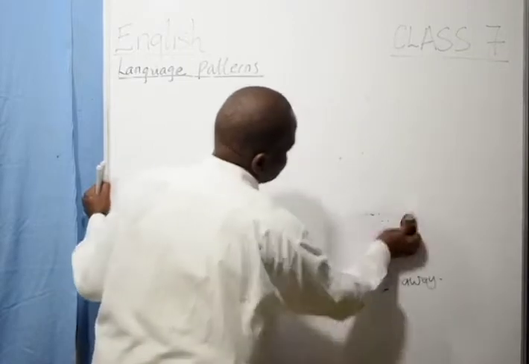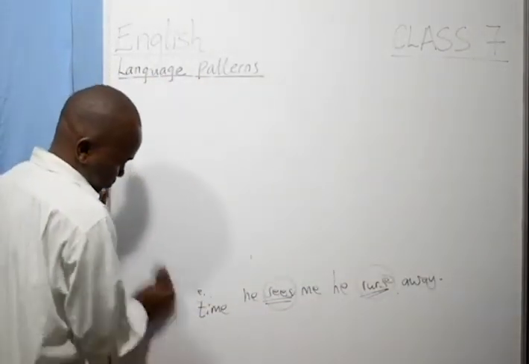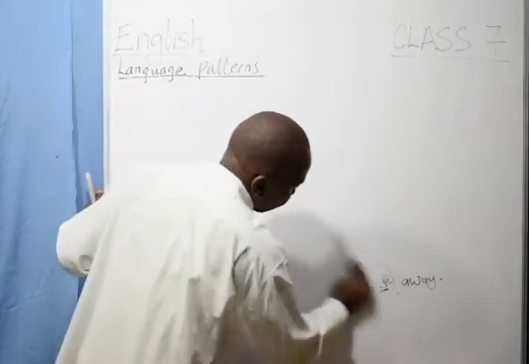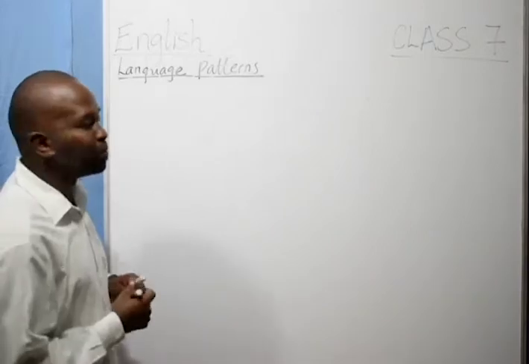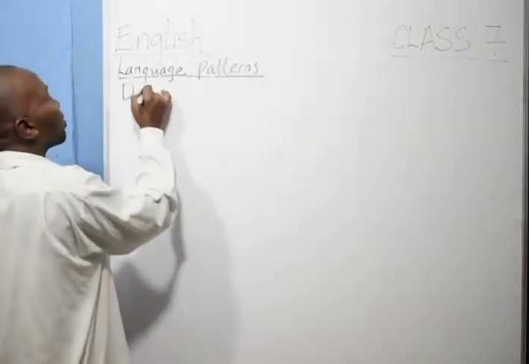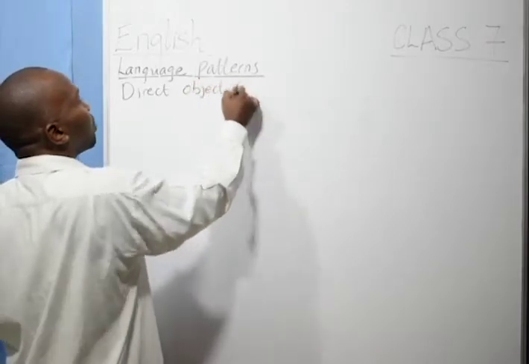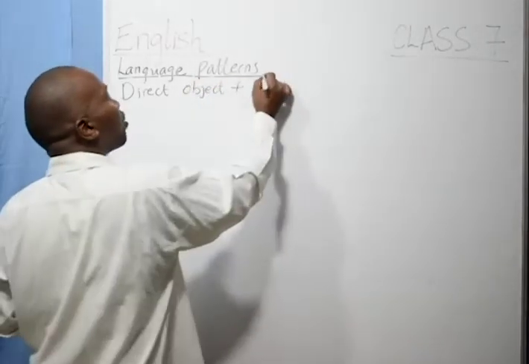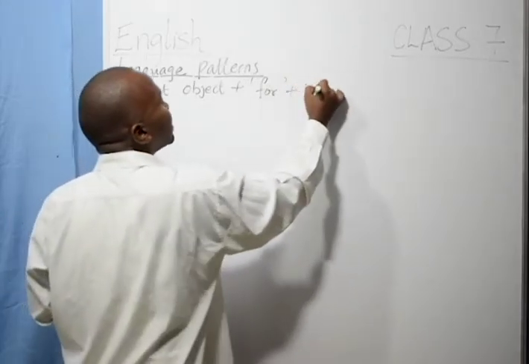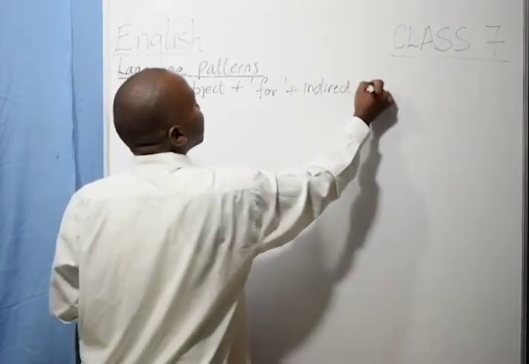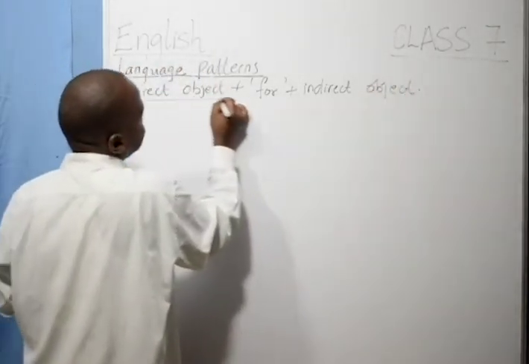Now, the other pattern that we're going to look at in this lesson is what we refer to as the use of a direct object plus the use of for in a sentence plus an indirect object in our sentences.